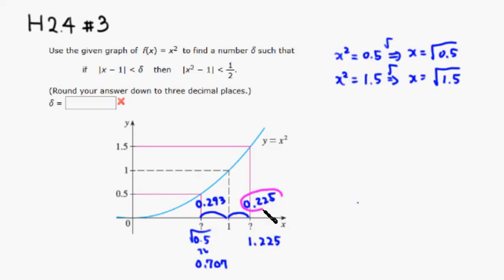So you can see that we have to pick the smaller number just to be sure it works for both sides. So this is going to be the number. The value is 0.225. So let's type it in.